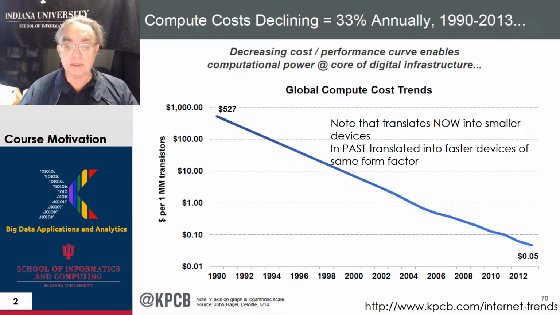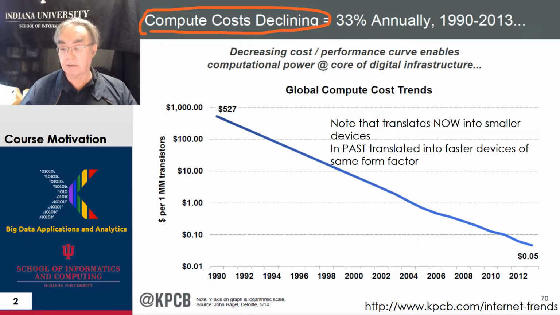Here is the famous Moore's Law curve, the cost of computing as a function of time, which is decreasing exponentially. It shows over this period from 1990 to 2012, or maybe it's actually 2014 is the last thing here, a factor of 10,000 decrease.